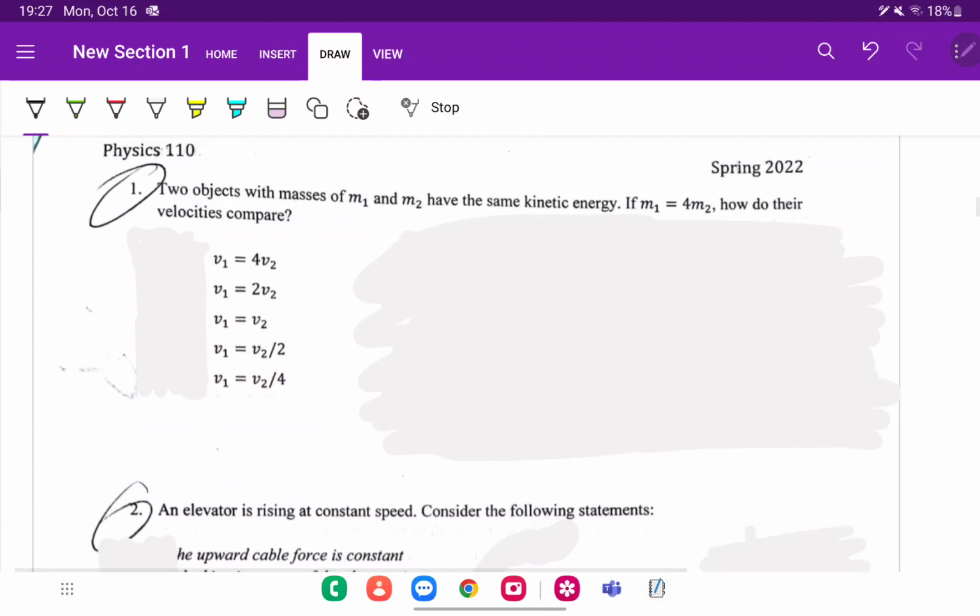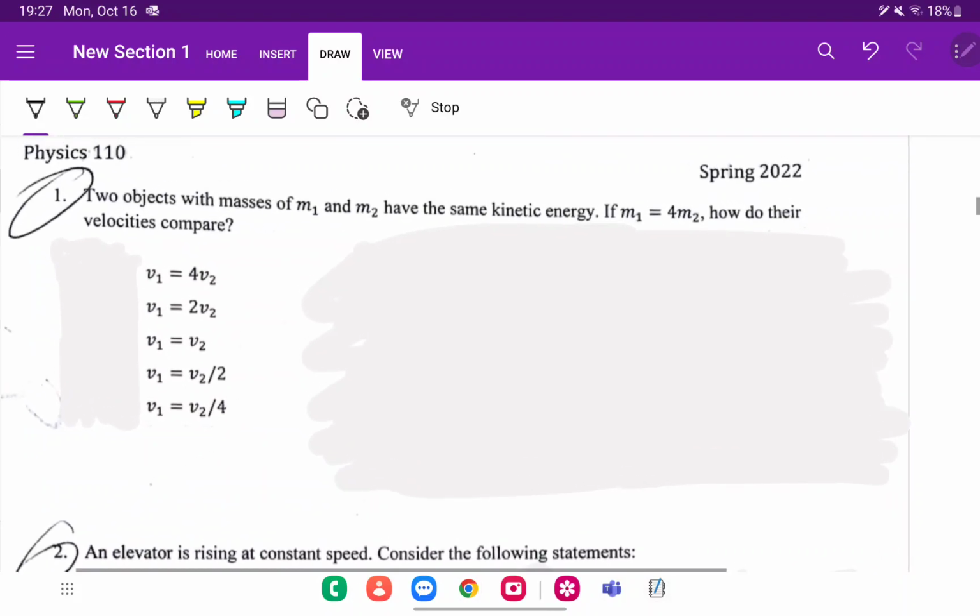If we're taking a look at question 1, we're starting off with two objects that have masses m1 and m2, and they have the same kinetic energy. If m1 equals 4m2, how do their velocities compare?